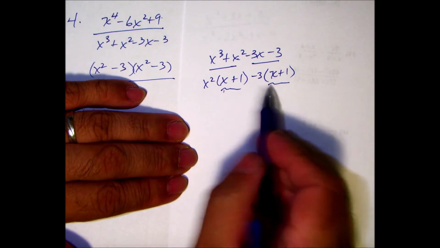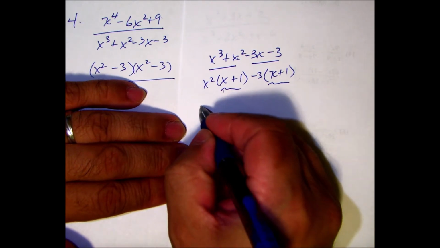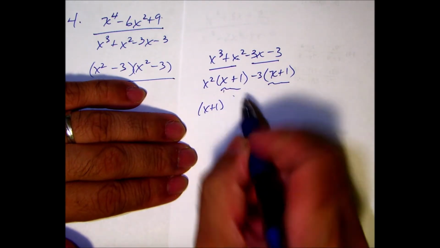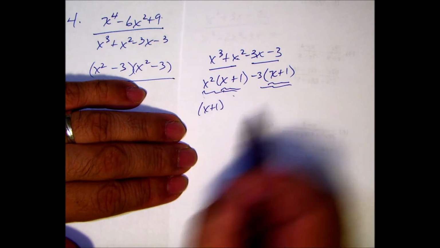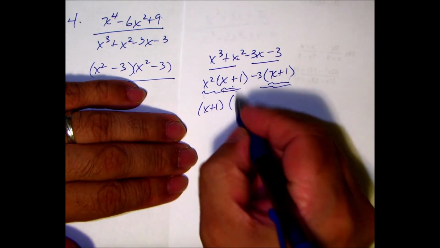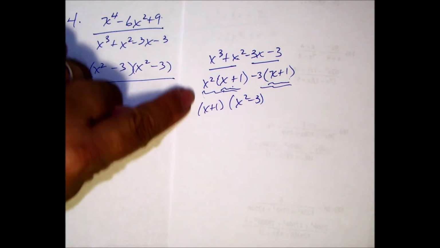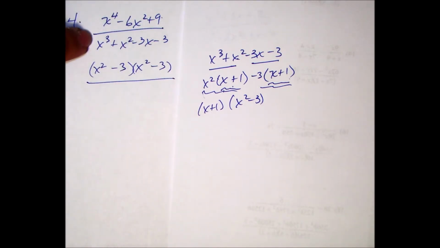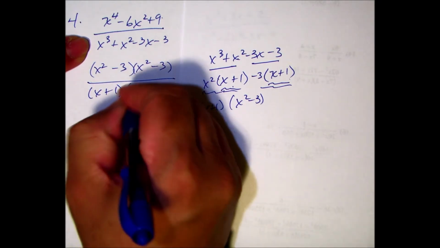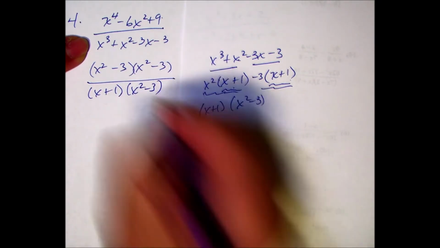Anyway, so I'm going to take out an x plus 1. That's the common factor between these two groups. X plus 1 is a common factor. That's going to leave me x squared minus 3. So what I've done is factor the denominator. This is the work. So it's x plus 1, x squared minus 3.